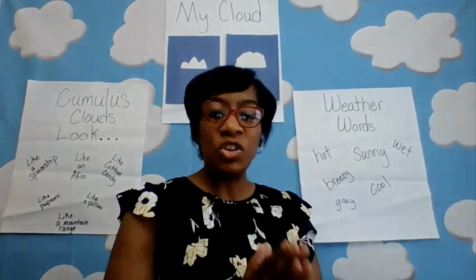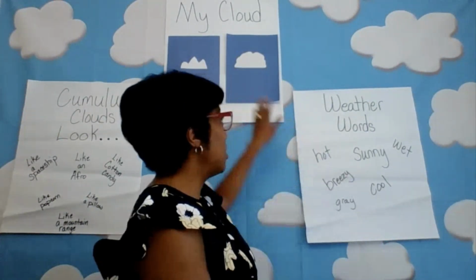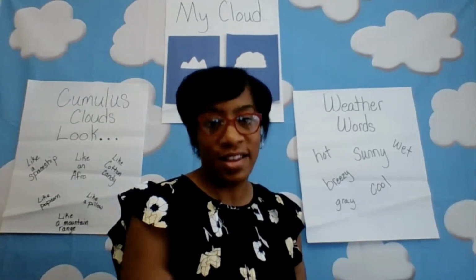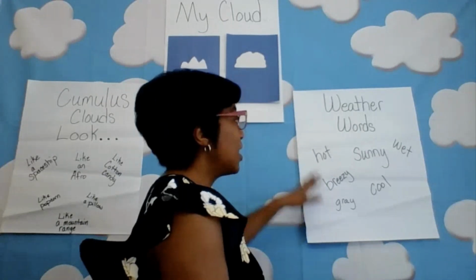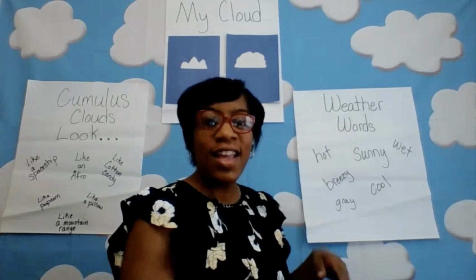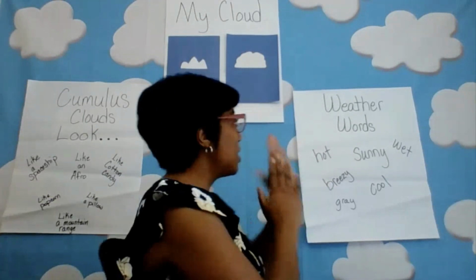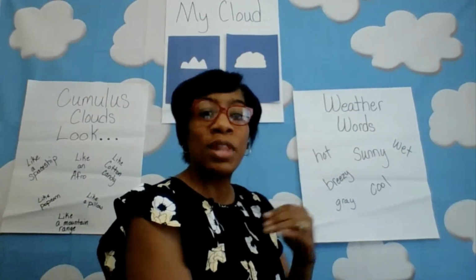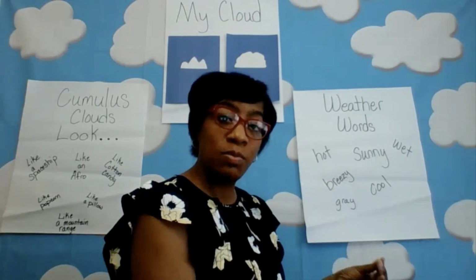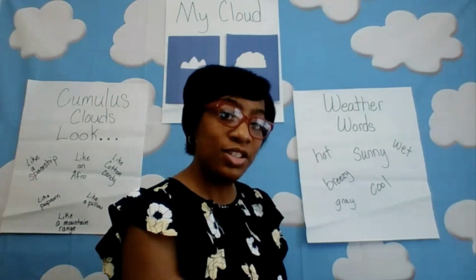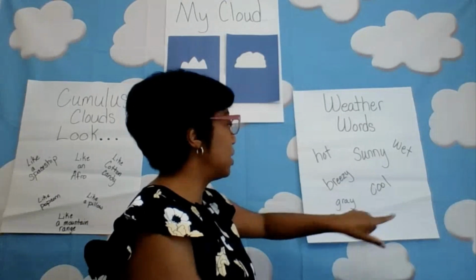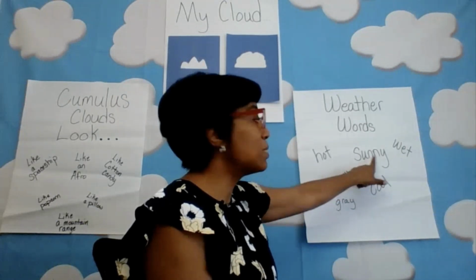Now, once your child or student has completed the cloud, you can display it at home or you can display it in your classroom. The next activity we'll do is weather words. Now, we've already described the clouds. Now we would like our student or our child to actually describe the weather that they experienced during this cloud observation. So students may say hot, it was breezy, it was cool, or it was sunny.